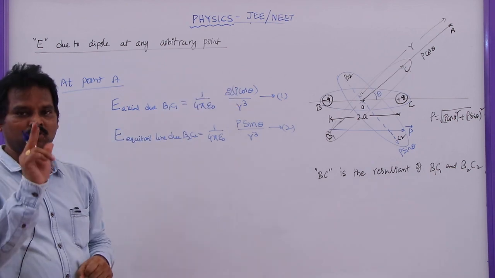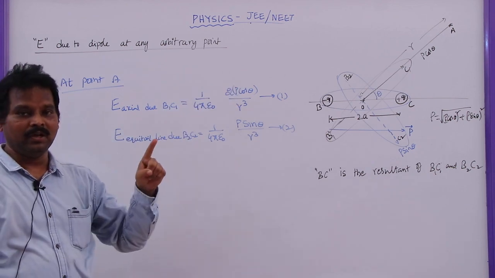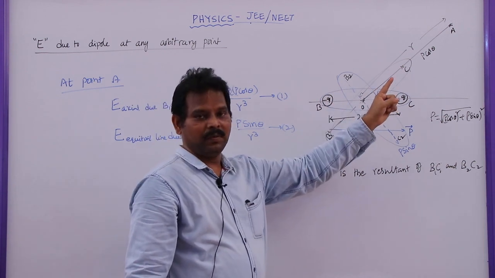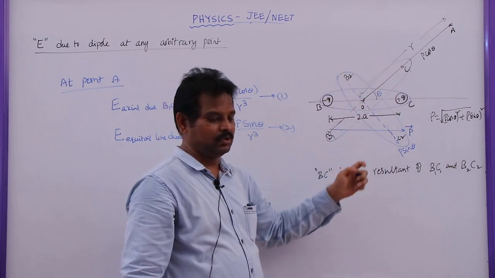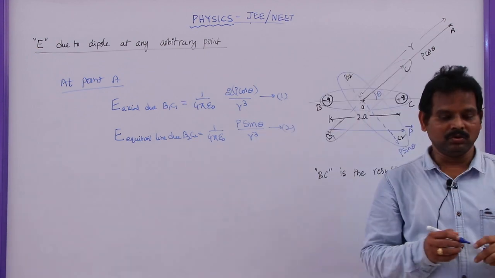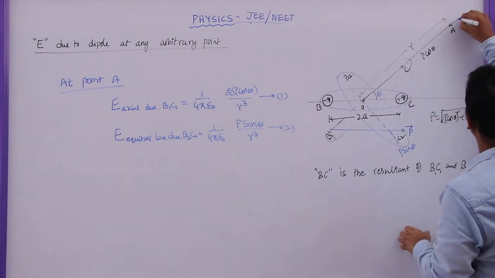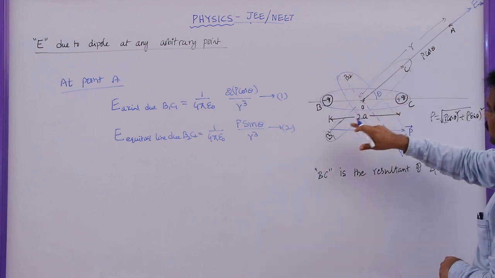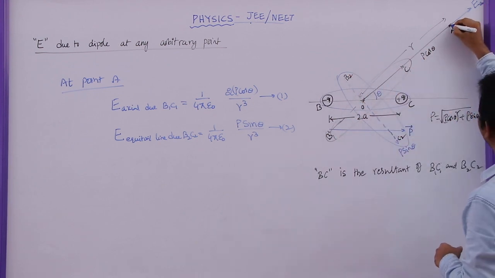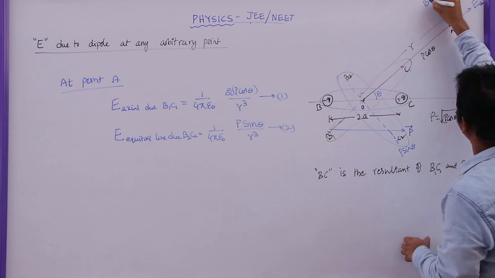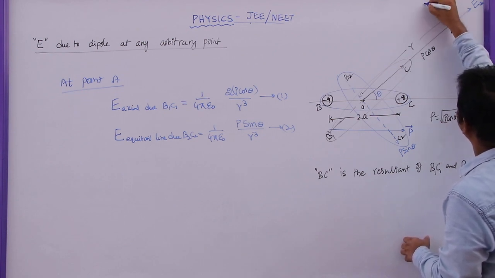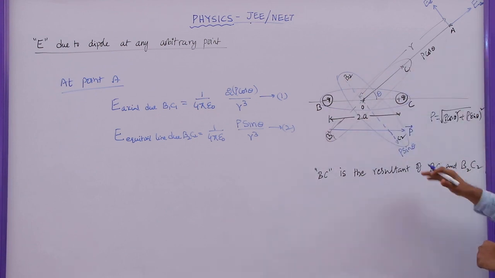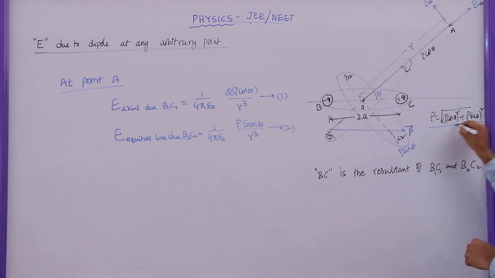So at point A we have two different electric fields. One is due to the B1 C1 dipole, the other one is due to the B2 C2 dipole. Let me show those two here. This is the electric field on the axial line of B1 C1, and this is the electric field on the equatorial line due to the B2 C2 dipole. So the resultant is this one.